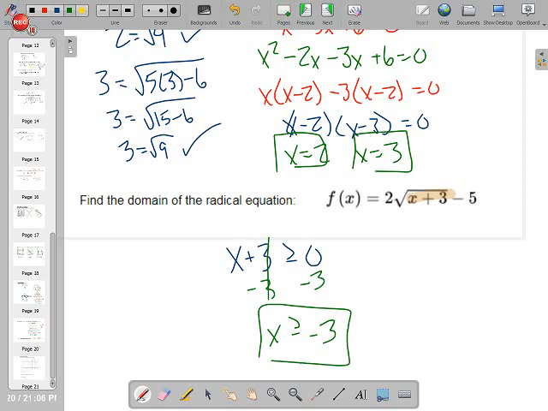If you're going to make a table here, you start at negative 3, but if you try to plug in negative 4, you're like, oh wait, that's the square root of negative 1, that ain't going to work. So the first real number you're going to get is when you start with x equals negative 3.